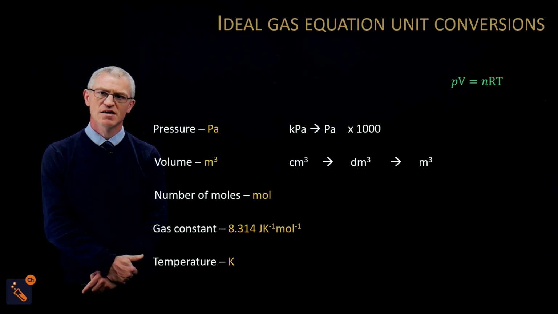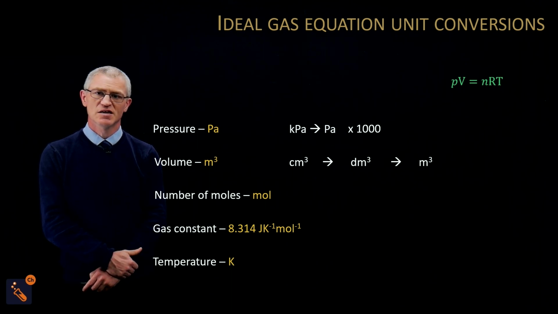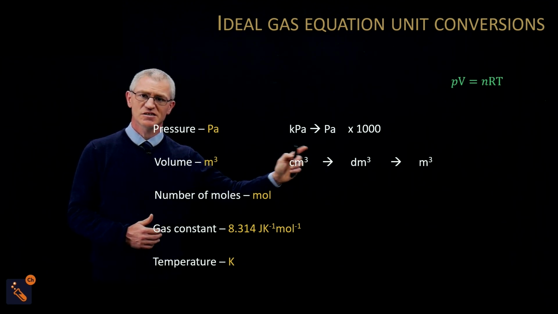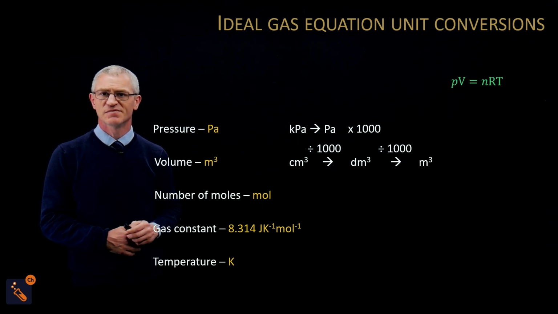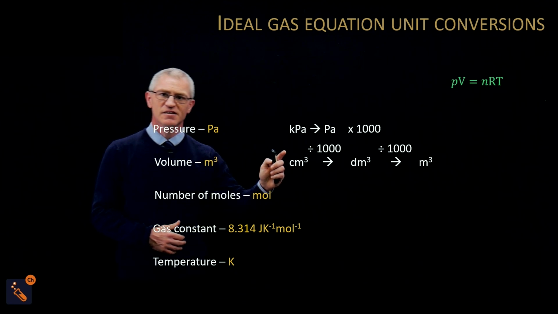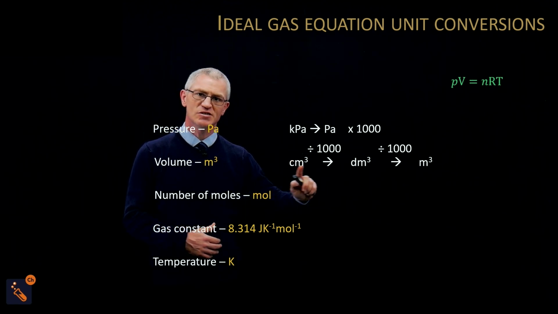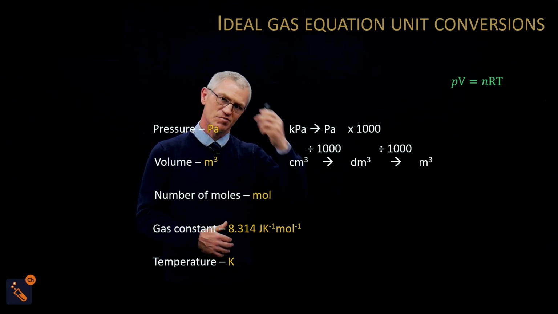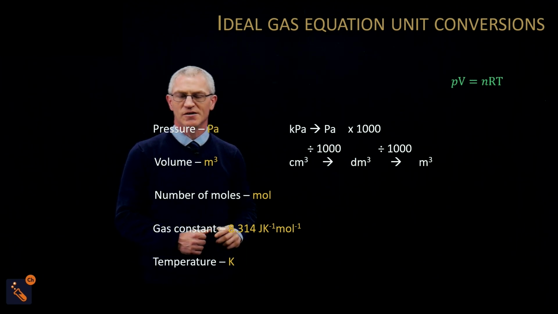So the volume is normally in meters cubed in the equation, and it gives you meters cubed if it gives you a volume. So you have to change sometimes centimeters cubed to decimeters cubed to meters cubed, and you do that by dividing by 1,000 and then dividing by 1,000 again. So if, for example, you're given centimeters cubed, and the centimeters cubed has to be converted into meters cubed, that means that you divide by 1,000, divide by 1,000 again.